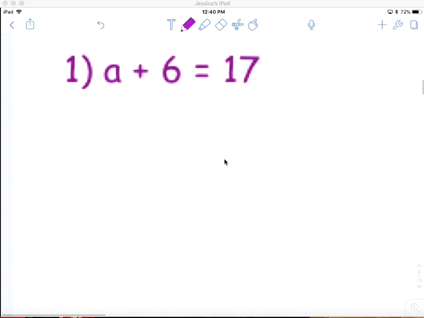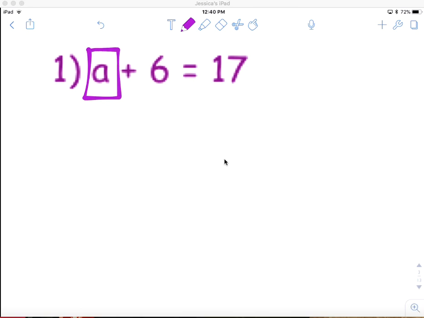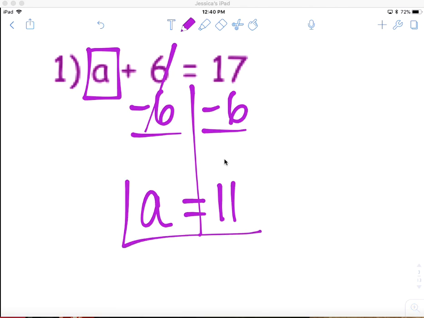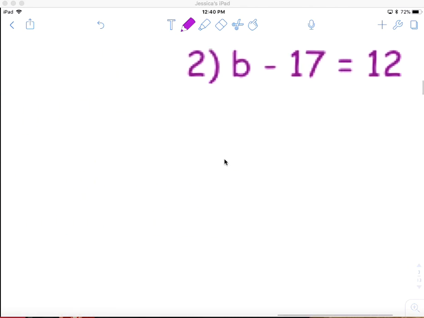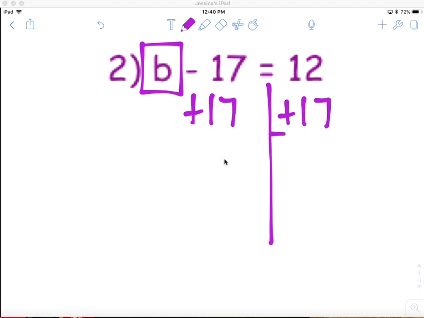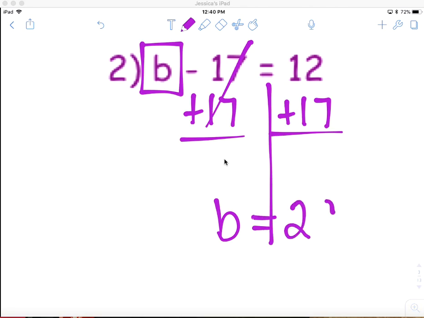For number 1, to get a by itself, the opposite of adding 6 is to subtract 6 over. It cancels on the left, and you're left with a. 17 minus 6 means a is 11. For number 2, we're trying to get b by itself. The opposite of subtracting 17 is to add it on both sides. When you do that, you should have gotten that b equals 29.